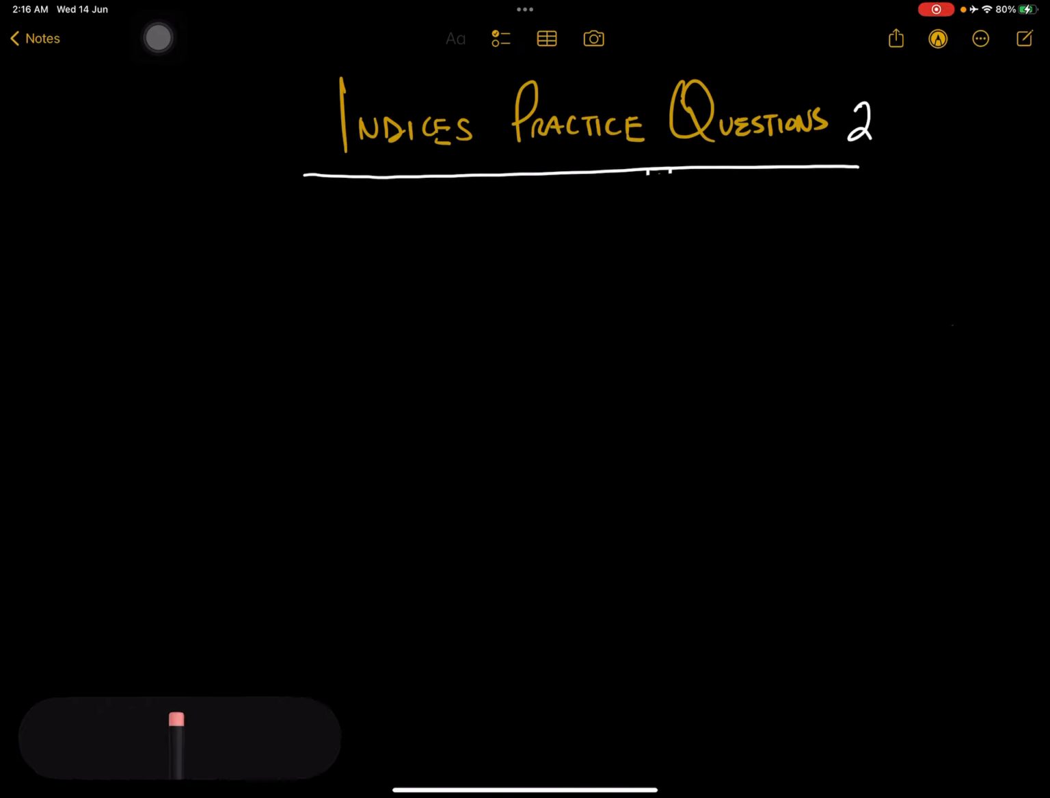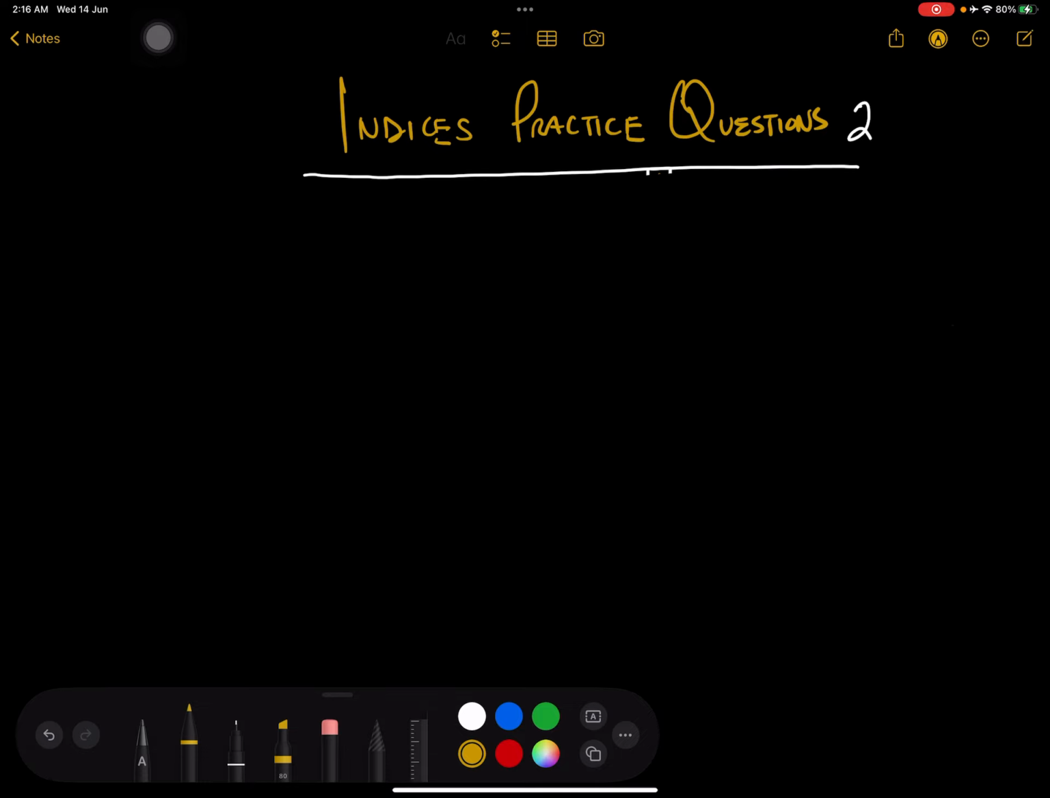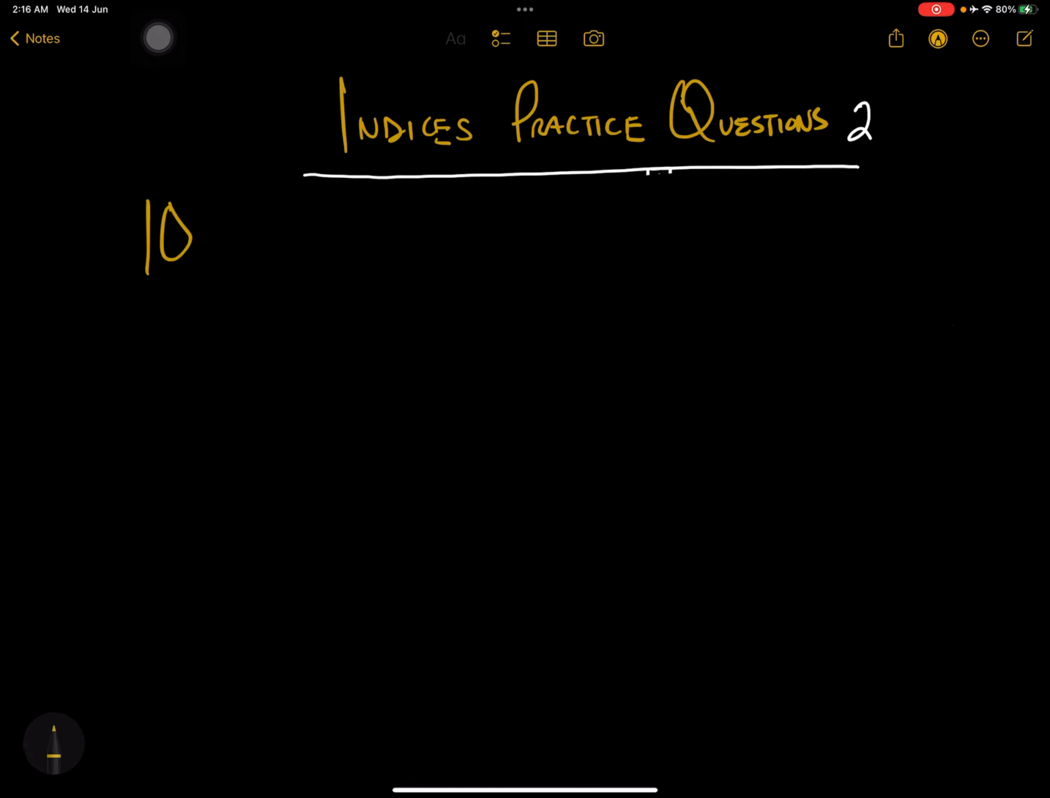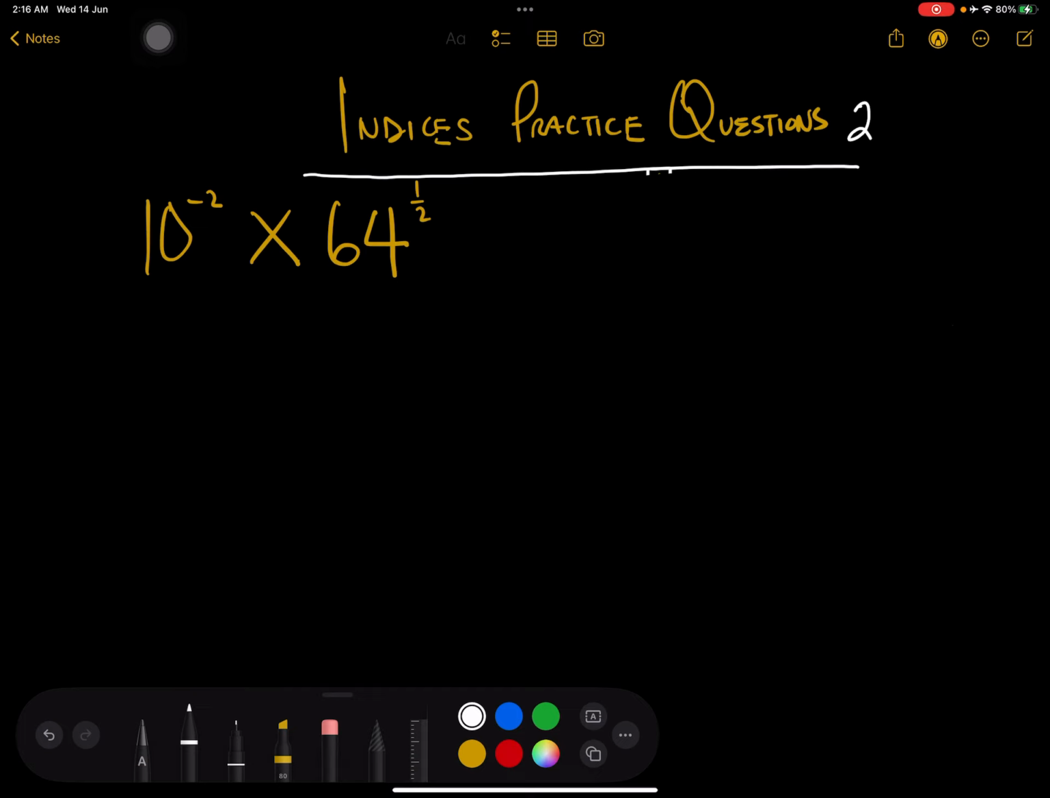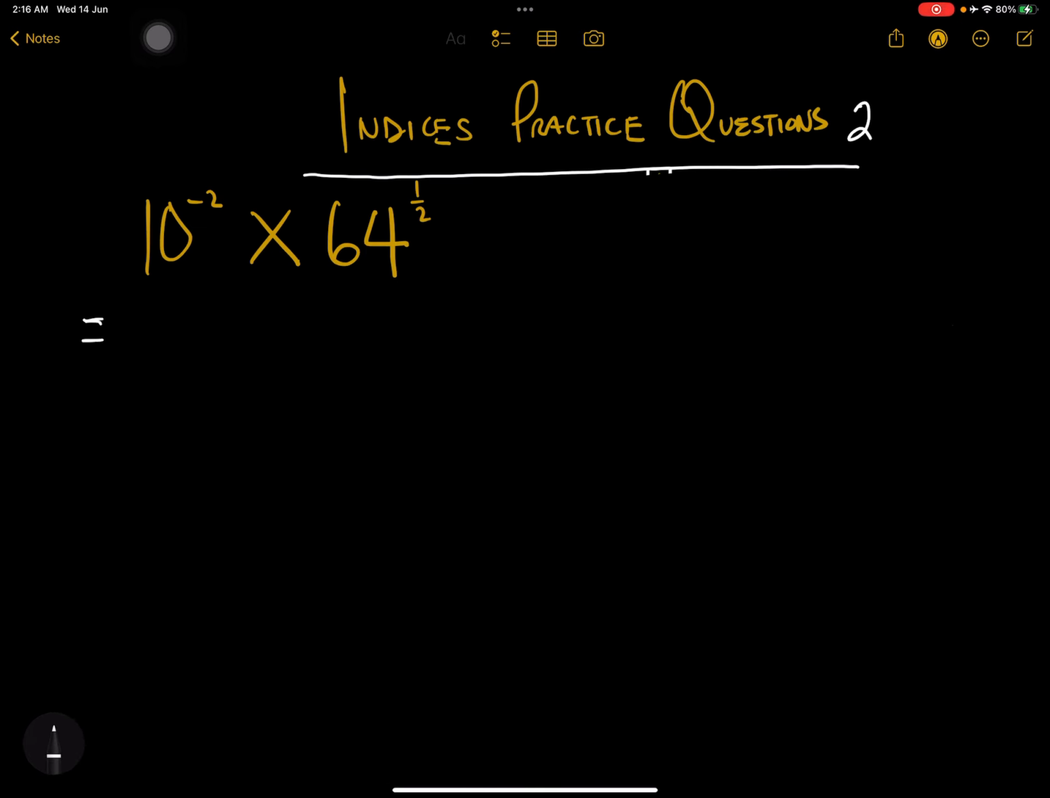Let's say that we have 10 to the power of negative 2, and we are multiplying that by 64 to the power of half. Let's imagine that for maybe a second. First of all, it's not so clear what we can do. We need to introduce an equal to sign. It's not so clear what we can do to this.